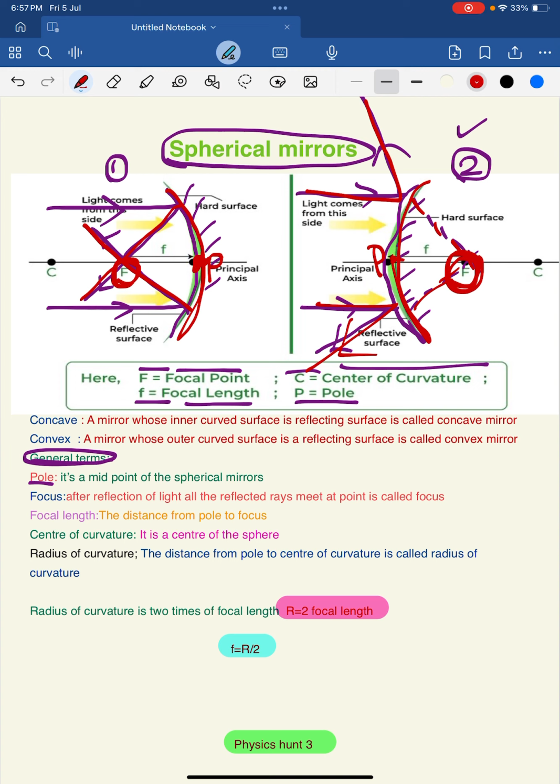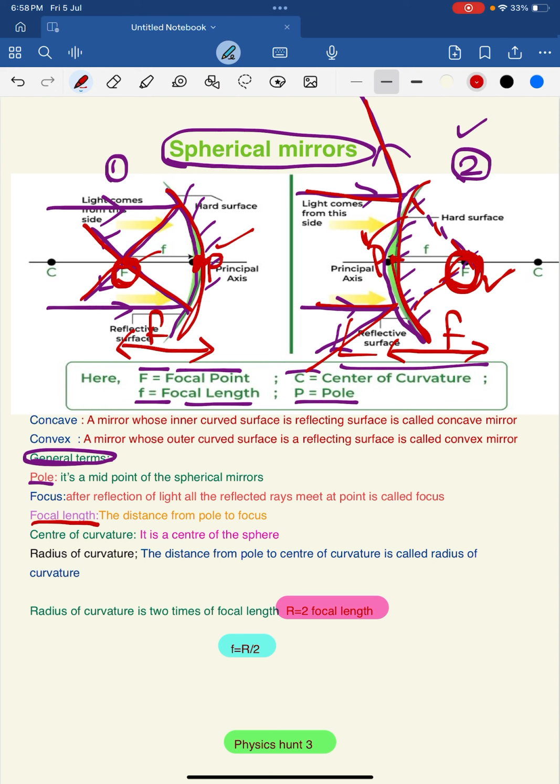Okay, now coming to the focal length. What is the meaning of focal length? Already we know the location of the pole. So the pole location is here and focus location is here. The distance from pole to focus is called focal length. It is denoted by the symbol small f. Similarly, in the case of convex mirror, the pole location is here and focus location is here. The distance from pole to focus is called focal length.